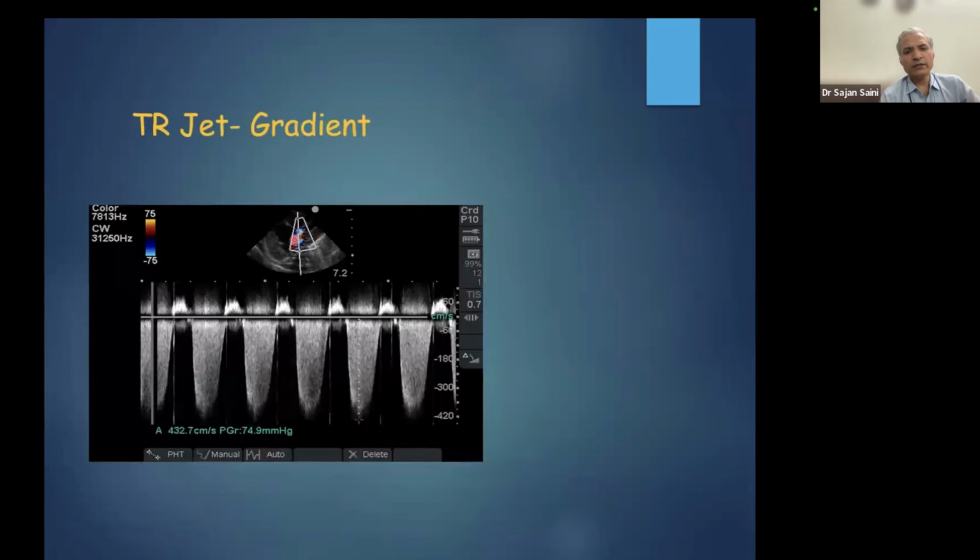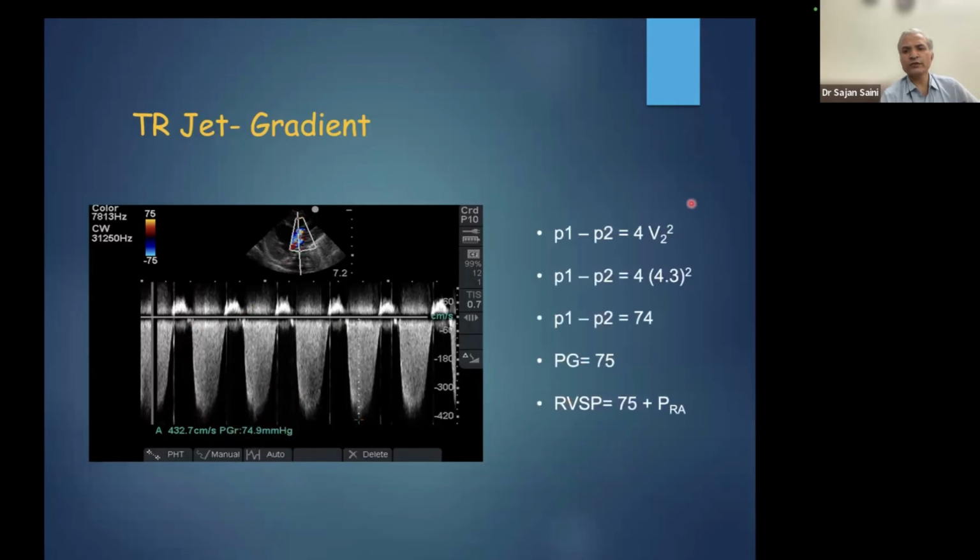This is the continuous wave Doppler which we have used at the level of the tricuspid valve, and this is the TR jet. This is the ventricle, this is the atria. The blue colored signal is the tricuspid regurgitation inside the atria, and this is the continuous wave Doppler. So it has given us the maximum Doppler shift, which is depicted as the pressure gradient across the right ventricle and right atrium, which is 75 millimeter of mercury.